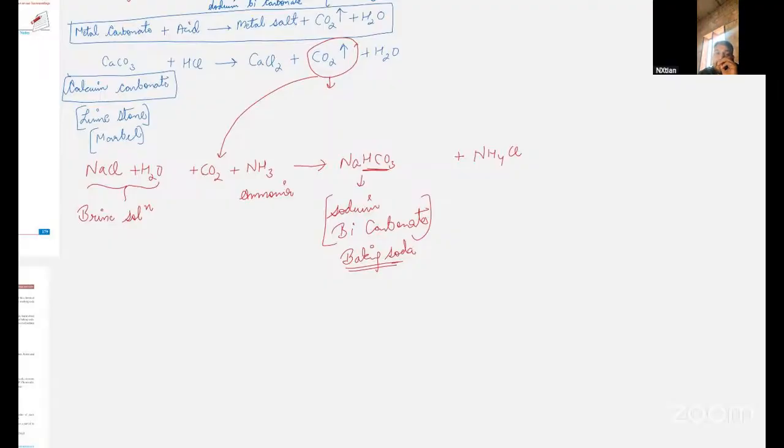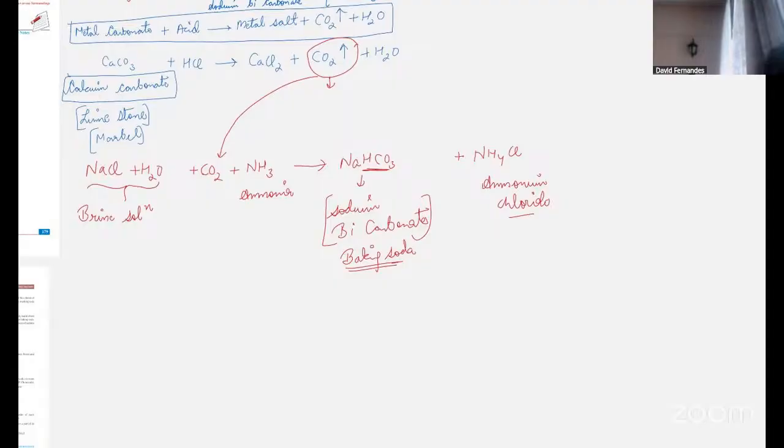So NH4Cl is called ammonium chloride. I told you before also about ammonium chloride. So who will tell me? David, tell me what is the nature of ammonium chloride? I'm saying we learned about ammonium chloride in the previous classes. So can you tell me about ammonium chloride?